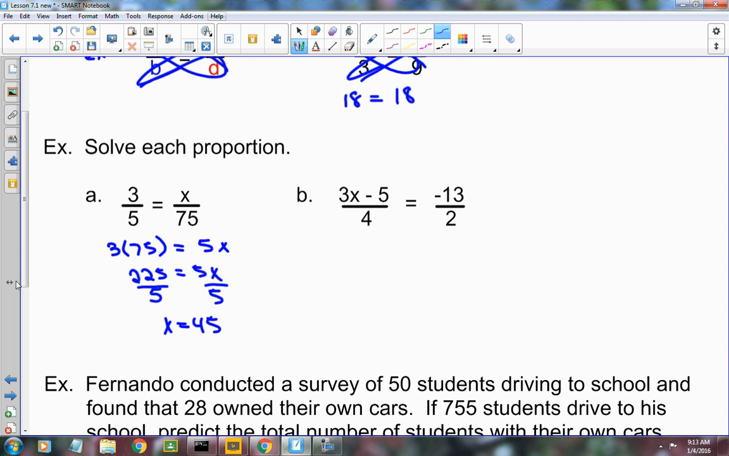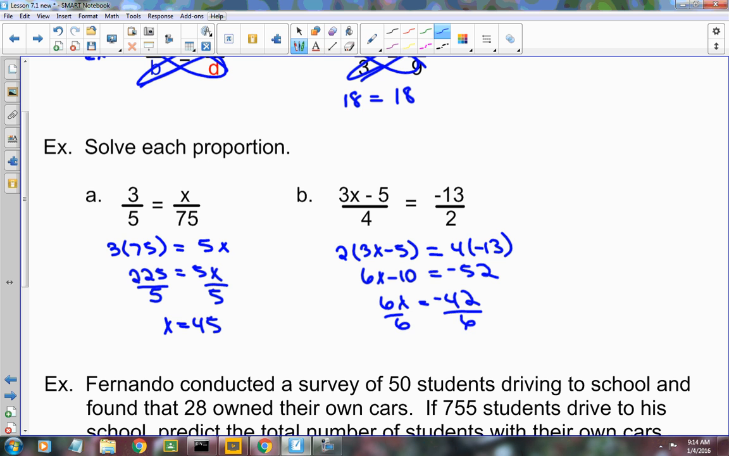Same idea here, except now when I cross multiply, I'm going to have to distribute. Because if I multiply my extremes here, I've got 2 times the quantity 3x minus 5, and then I've got 4 times a negative 13. I have to distribute that too. So I end up with 6x minus 10 equals a negative 52. And so then to solve it, I'm going to add 10 to both sides, and then divide both sides by 6, and x is negative 7.